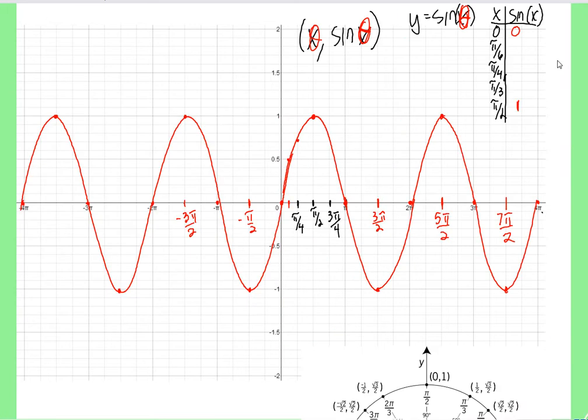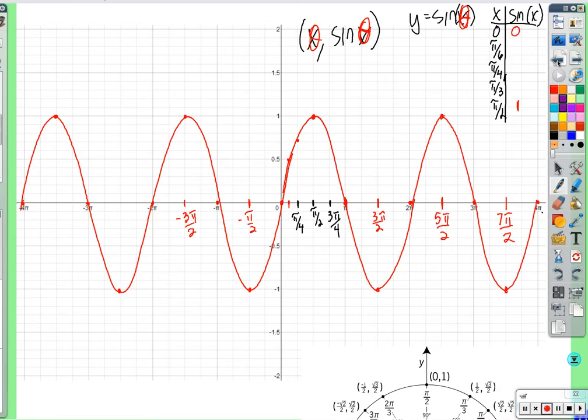How about for the sine? How big is the period for the sine? Also 2 pi. From here, okay. It's not enough just to be the same vertical. It's got to come all the way through so that we've made a shape that will then repeat itself over and over and over. So from here to there, period is 2 pi.